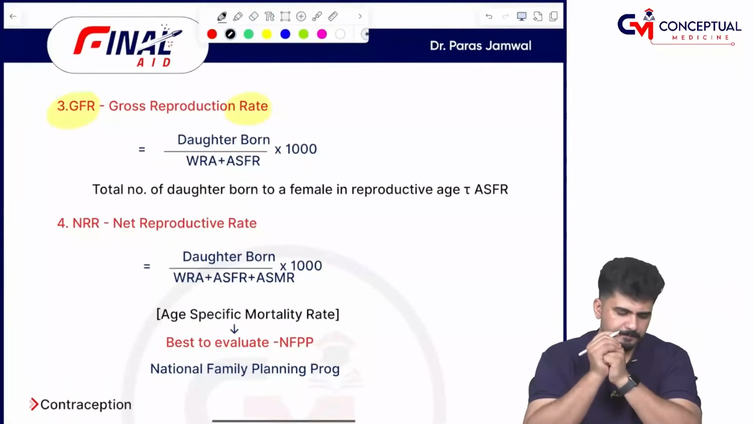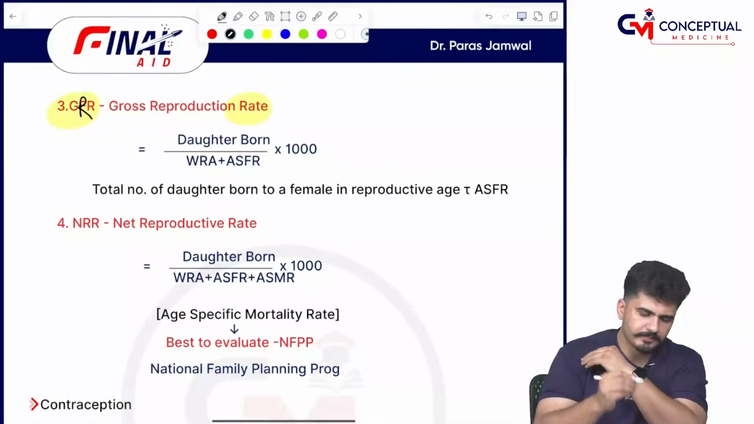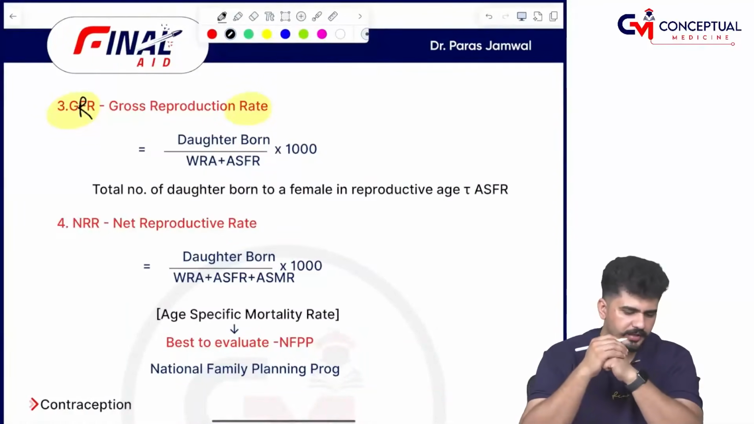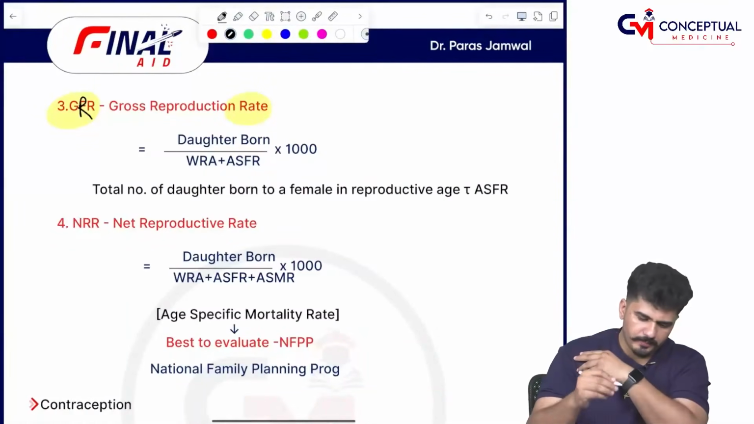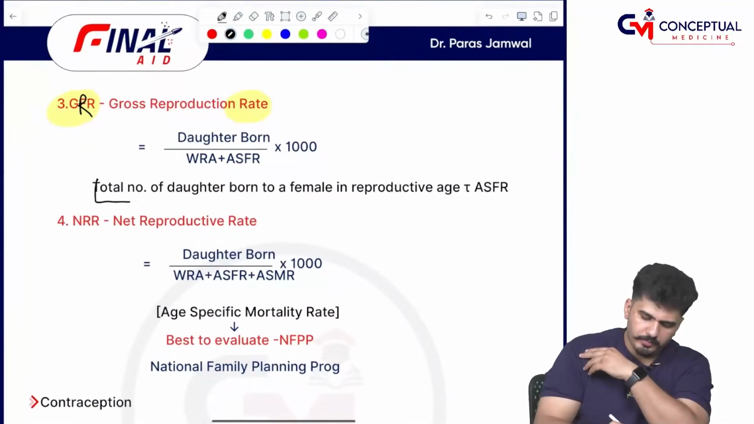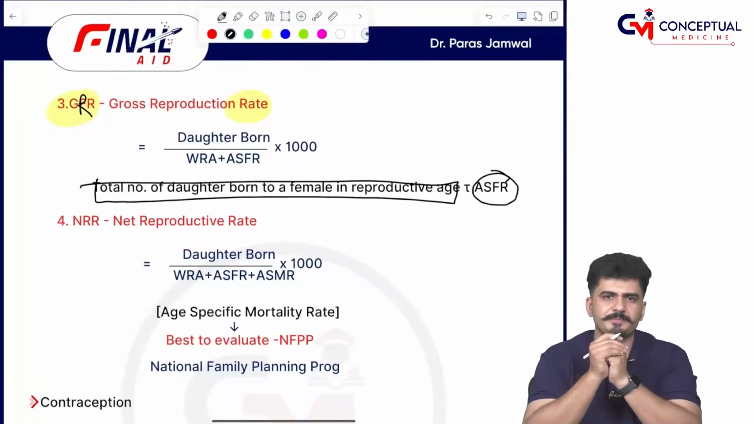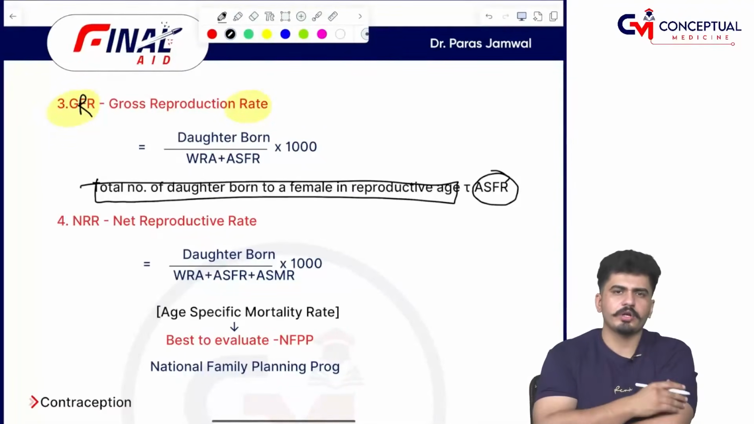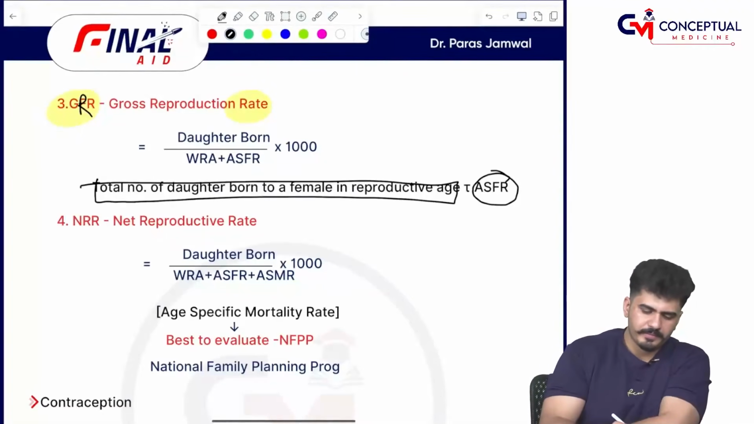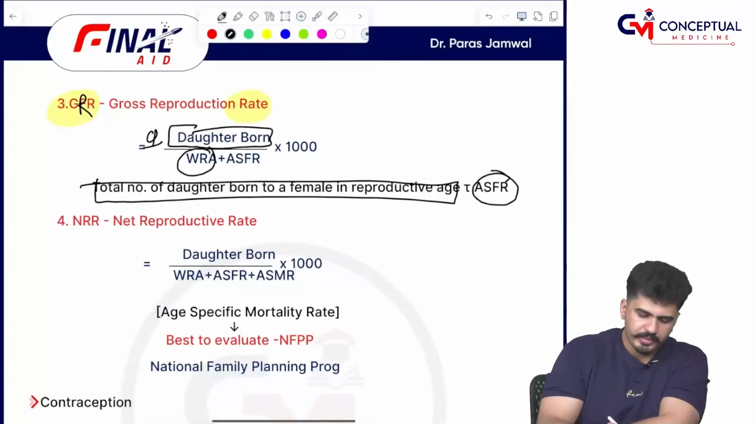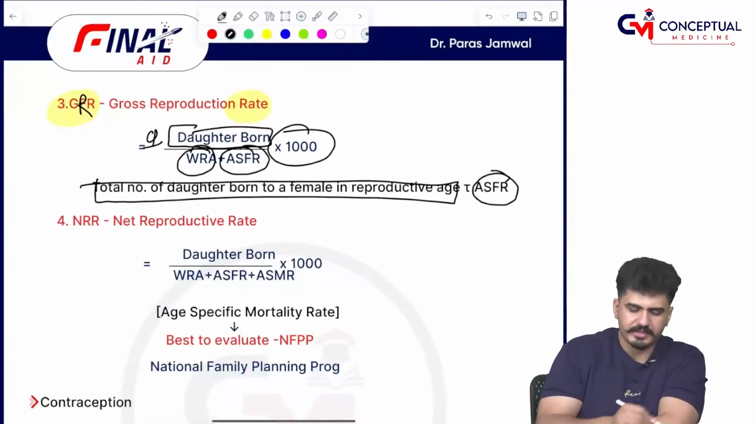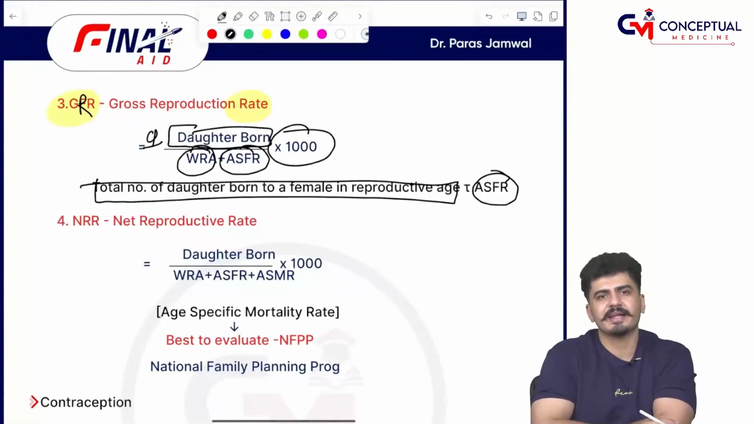Gross reproduction rate. This is GRR, gross reproduction rate. Now daughters born, number of daughters born to a female in the reproductive age with ASFR, that is age specific fertility rate. Now your denominator will be daughters born upon women in reproductive age plus age specific fertility rate, into 1000. This is called GRR.